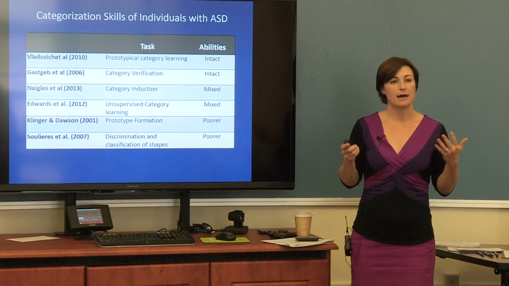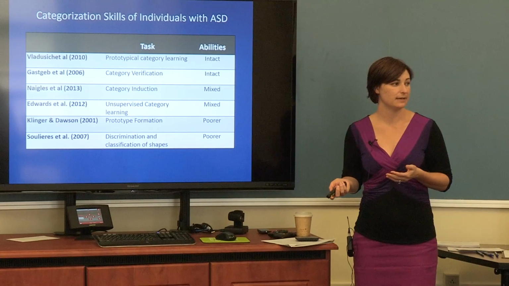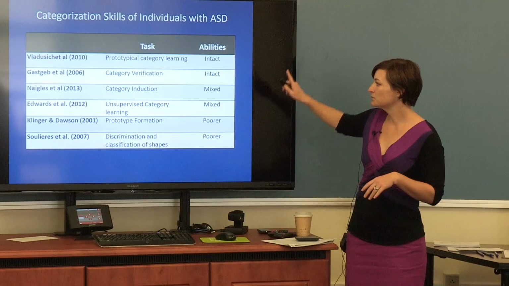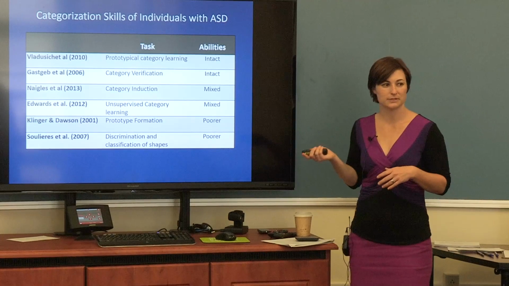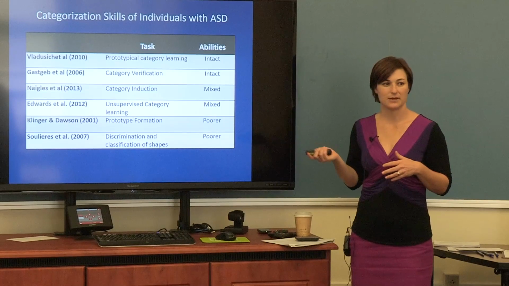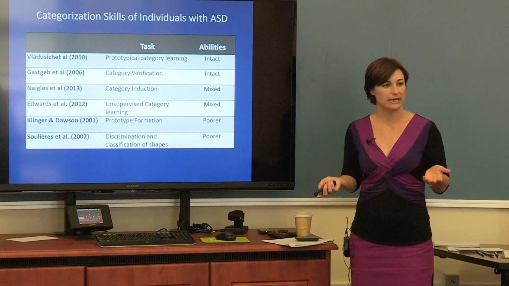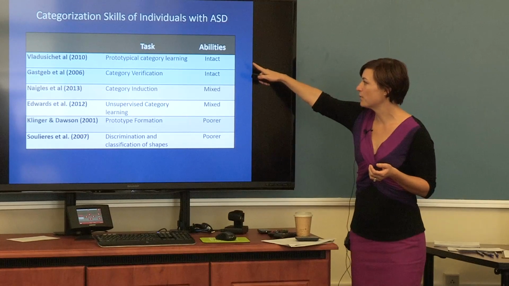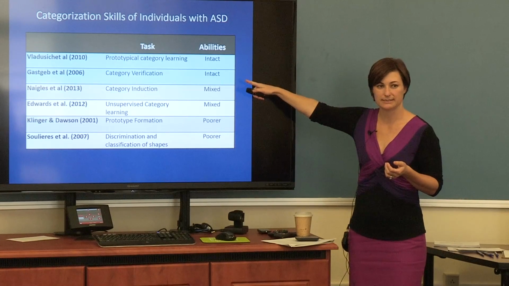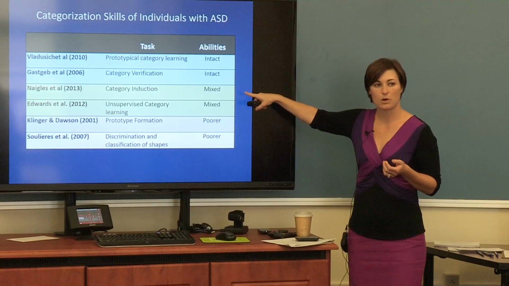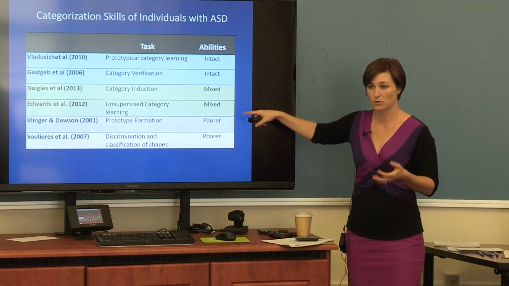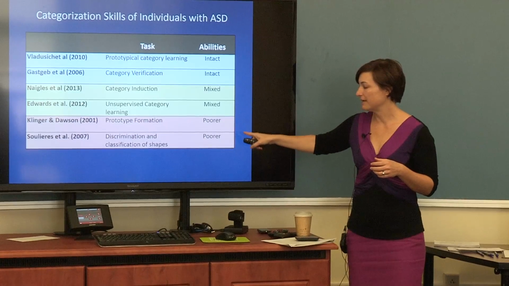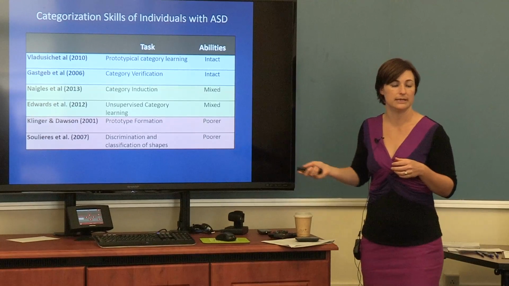There's been some research that has examined the categorization skills of individuals with autism. And what's really noticeable about this research is the fact that there's a wide amount of variability in what they're finding. So some studies report intact abilities. Other studies report mixed findings within the groups in that research study. And then other studies find that there are poor abilities.